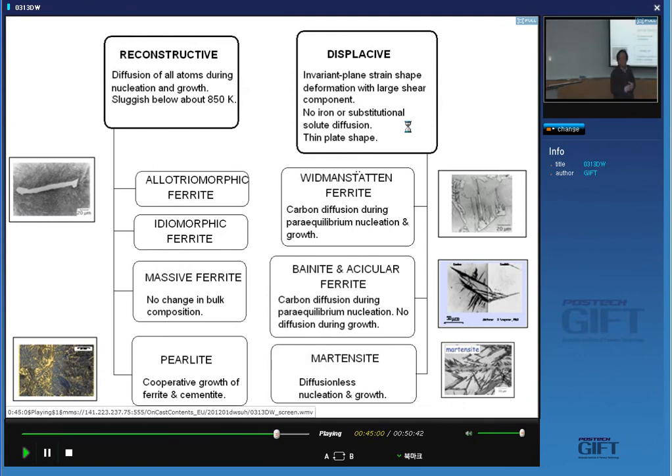So there are many transformation products in iron and steel. For example, when you heat up low carbon steel, you can obtain the FCC structure, which is called austenite. And according to the cooling rate, you can obtain various types of transformation products. The typical ones are allotriomorphic ferrite, which is formed at the grain boundary of the austenite, and idiomorphic ferrite, which is formed inside the austenite grain, and massive ferrite when the carbon content is very, very small, and pearlite, which has lamellar plate structures of alternating layers of ferrite and cementite, and Widmanstätten ferrite, bainite, and martensite.